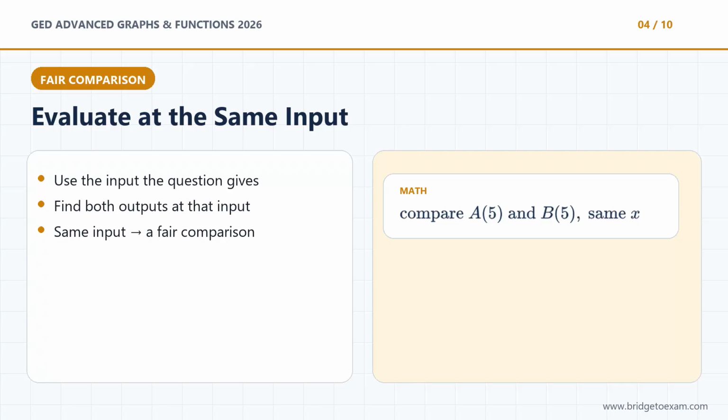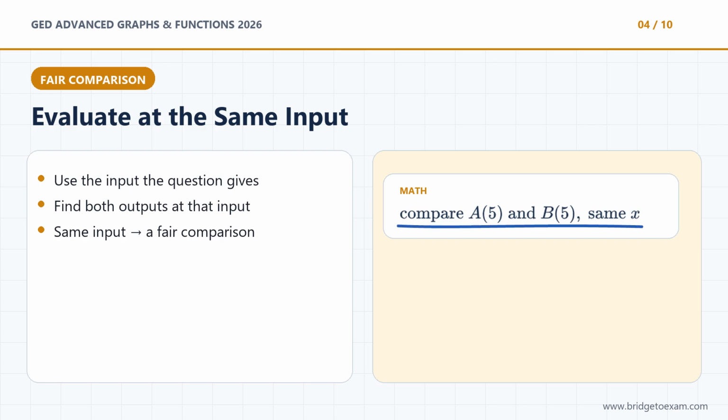To compare fairly, always evaluate both functions at the very same input. If the question asks about x equals 5, find both outputs at 5 and only then compare. Comparing one function at x equals 2 and the other at x equals 5 would be unfair and wrong.